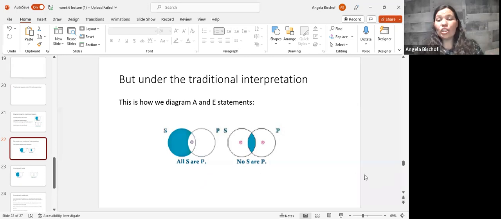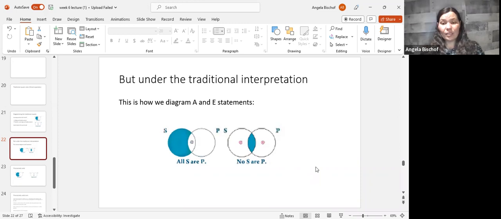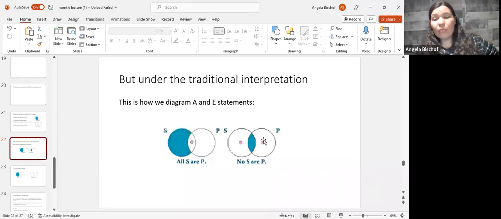Same thing for our E statement. So a normal E statement, we shade that middle part because no S is P, saying that there's nothing that's an S and also a P. Under the modern interpretation, that's all we do. We don't draw any X's because we're not assuming existence. Traditional interpretation, we draw two X's with circles around them. One in our S but not P section, and one in our P but not S section. And those X's are representing some assumed existence. Sure, no dogs are pilots, but we're going to assume that there are some dogs that exist, and we're going to assume that there's a pilot that exists. Because in the traditional interpretation, we are assuming existence.